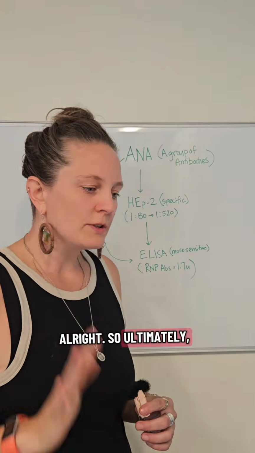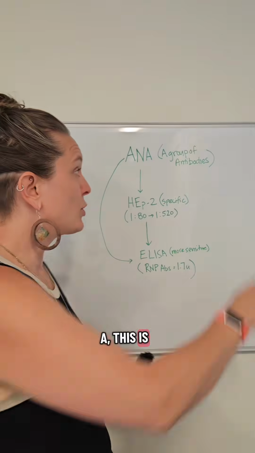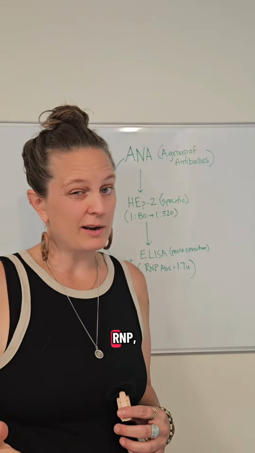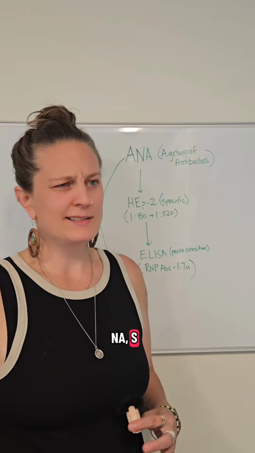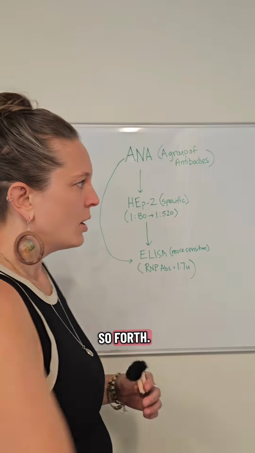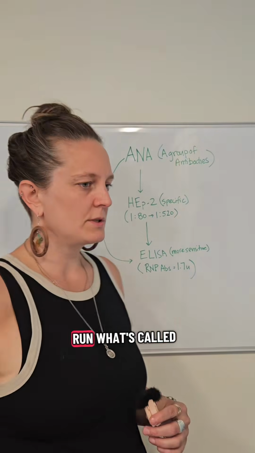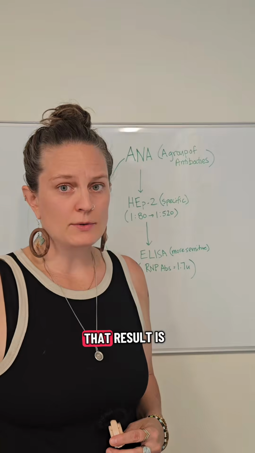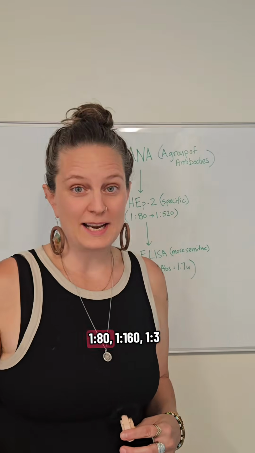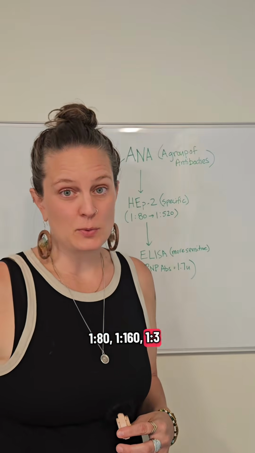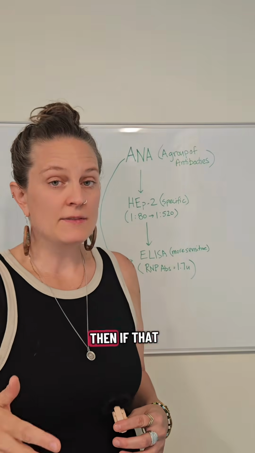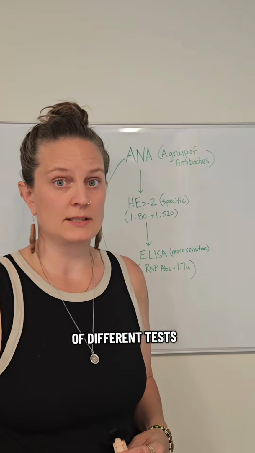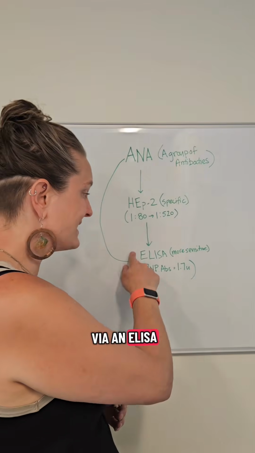All right, so ultimately, when we run an ANA, this is a group of antibodies, a group that includes antibodies like RNP, double-stranded DNA, SSA, SSB, and so on and so forth. When you run an ANA, we most commonly run what's called a HEP2 IFA, or an immunofluorescent assay. That result is going to be produced as a titer, 1 to 80, 1 to 160, 1 to 320, that sort of thing. Then if that ANA is positive, it gets reflexed into a bunch of different tests for antibodies via an ELISA test.